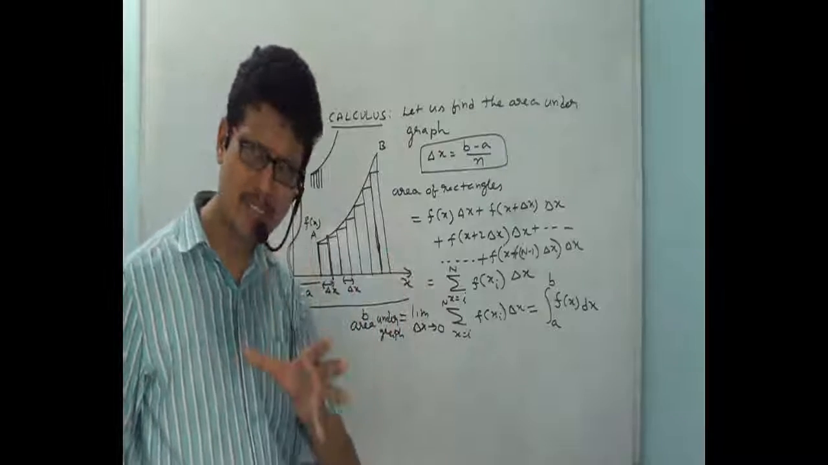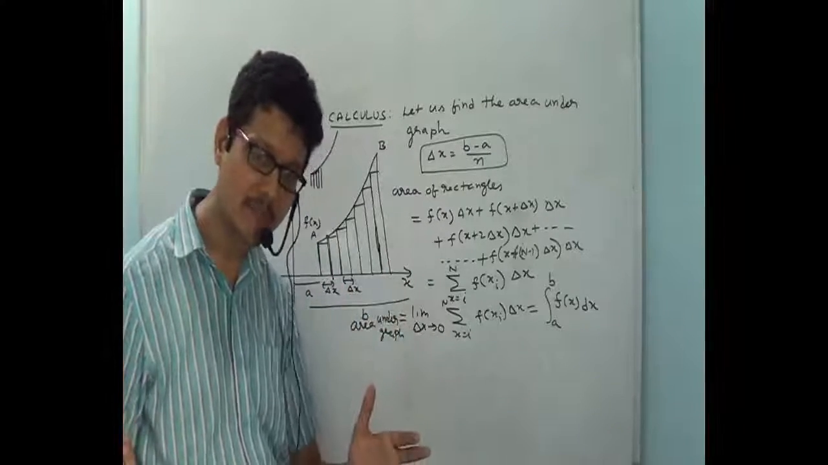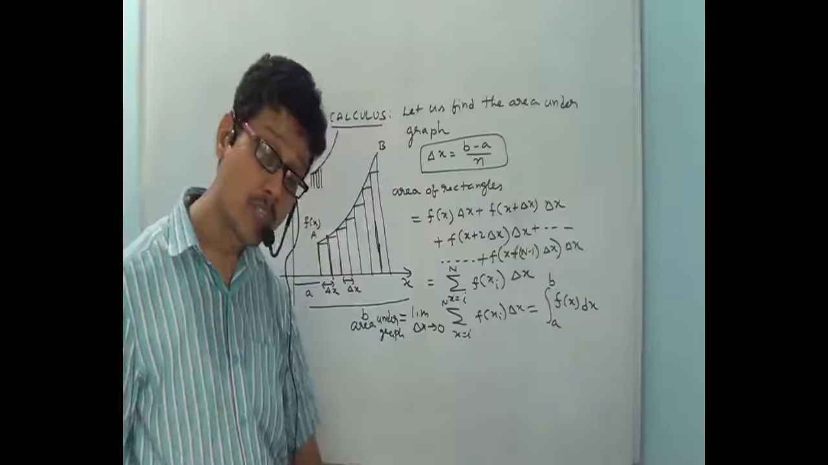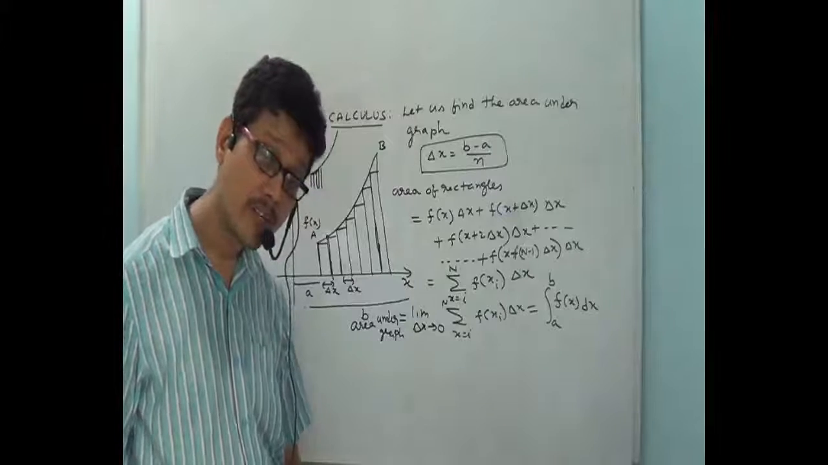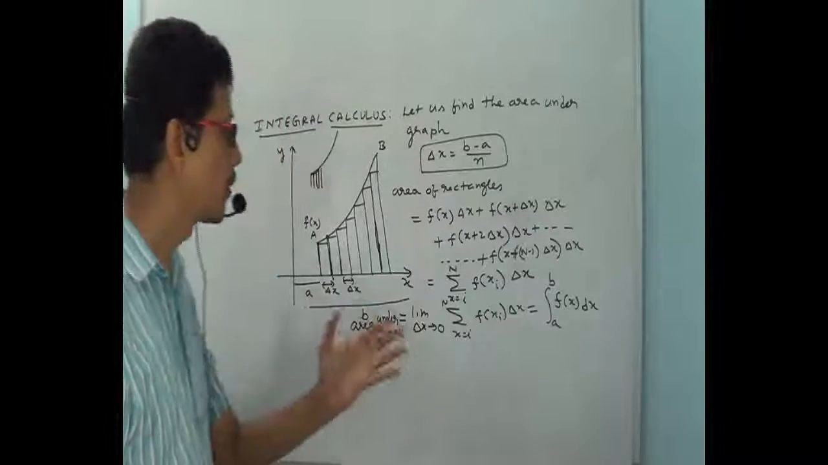So what is meant by integration here? We are just finding the area under the graph. And what is differentiation? We are finding the slope of the graph. Okay, note down this.